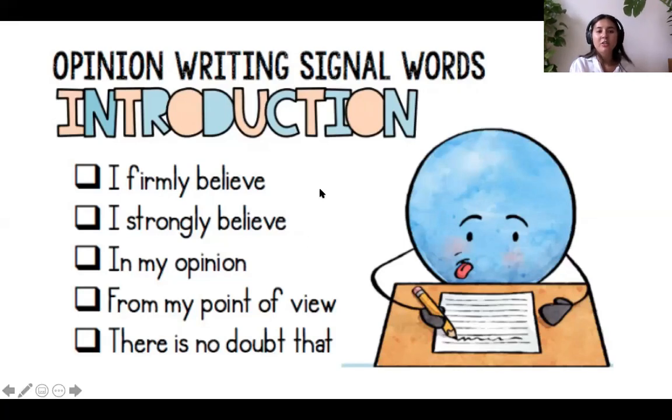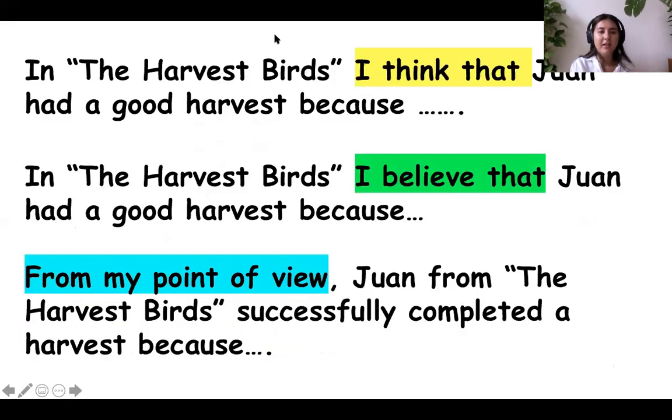Your introduction should have some signal words like I firmly believe, I strongly believe, in my opinion, from my point of view, there is no doubt that. Have a look here. In The Harvest Birds, I think that Juan had a good harvest because. In The Harvest Birds, I believe that Juan had a good harvest because. From my point of view, Juan from The Harvest Birds successfully completed a harvest because.